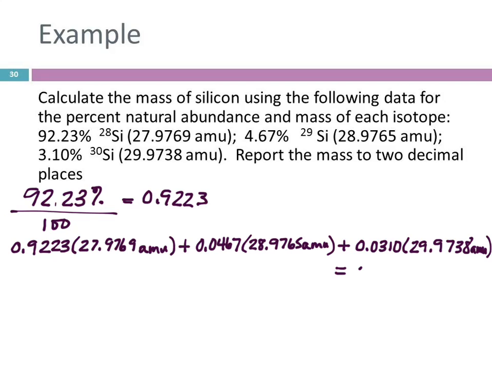And my calculator says 28.085485522. It's telling us to report the mass to 2 decimal places. If we work it out with the significant figures, that ends up to be correct. So we're going to report the answer is 28.09 atomic mass units.